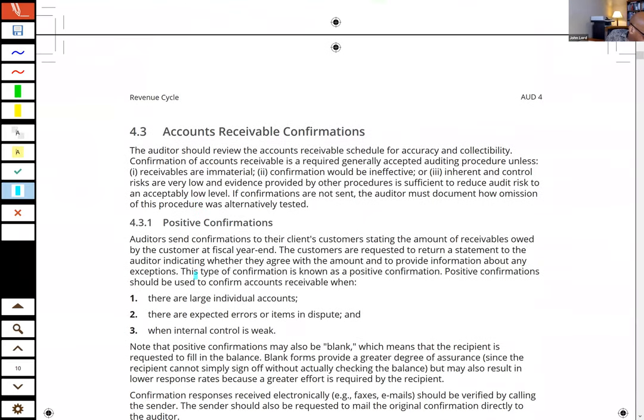Okay, good. Now we get into this annoying discussion of confirmation. The reason it's annoying is because we've already talked about this, okay? But they tell us that the auditor should review the accounts receivable schedule for accuracy and collectability. Confirmation of accounts receivable is a required generally accepted auditing procedure, unless the receivable is immaterial, in which case we don't even have to audit it, or confirmation would be ineffective. Inherent and control risk are very low, and evidence is provided by other procedures. And the classic other procedure is subsequent collection.